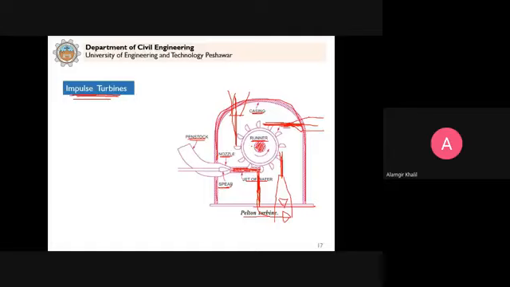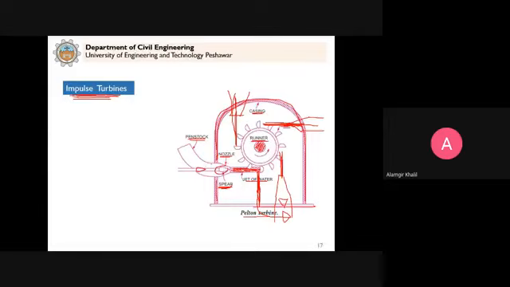So in this case, we provide for impulse turbine a different governor. We do it by the help of this needle, spear or needle. In the normal condition, the needle will be here. So the water flows and it strikes and rotates the runner.